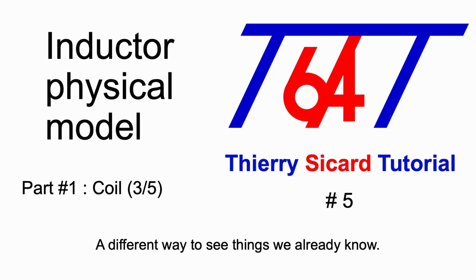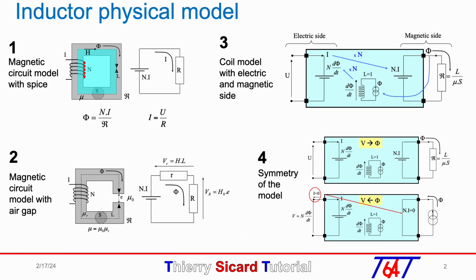Hello everyone, we finished the TREC-car tutorial number 4 with the introduction of the magnetic circuit as iron or ferrite. In this TREC-car tutorial number 5, we will show how to do a physical model of the magnetic circuit with and without air gap. Then we will see how to use this magnetic model to do a coil physical model and the symmetry of this model.